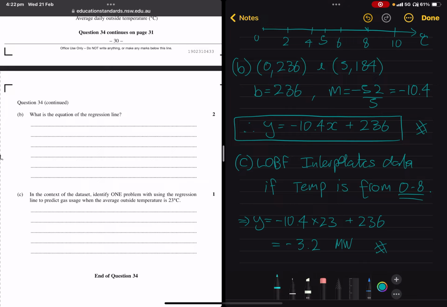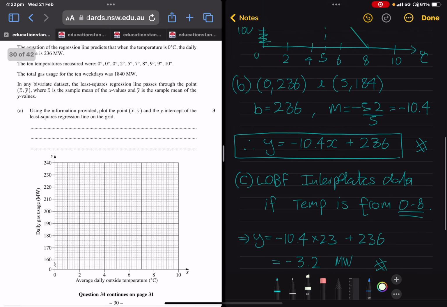The line only really gives you strong data when you're interpolating, and that means you have to be between sort of 0 and 8, roughly speaking. Could be a little higher, a little lower. It may still work for those values, but 23 is too far outside of that range. And also 23 gives us a negative value, which is impossible, right? So definitely doesn't work for 23.